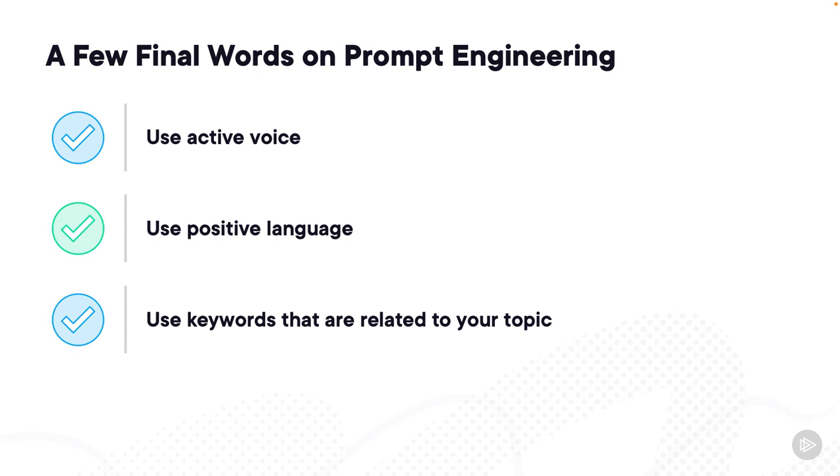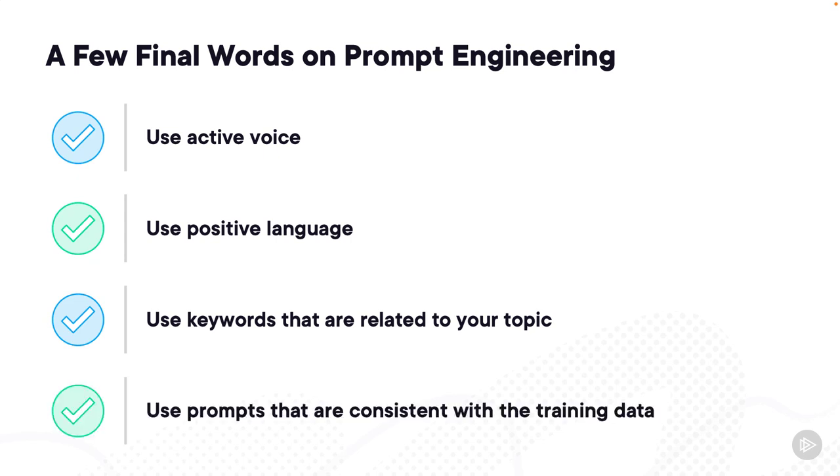Also, use keywords that help the LLM understand the main topic of your prompt. For example, if you want to write a poem about LLMs, use words like artificial intelligence, the future, and OpenAI in your prompt. And finally, use prompts that are consistent with the LLM's training data.